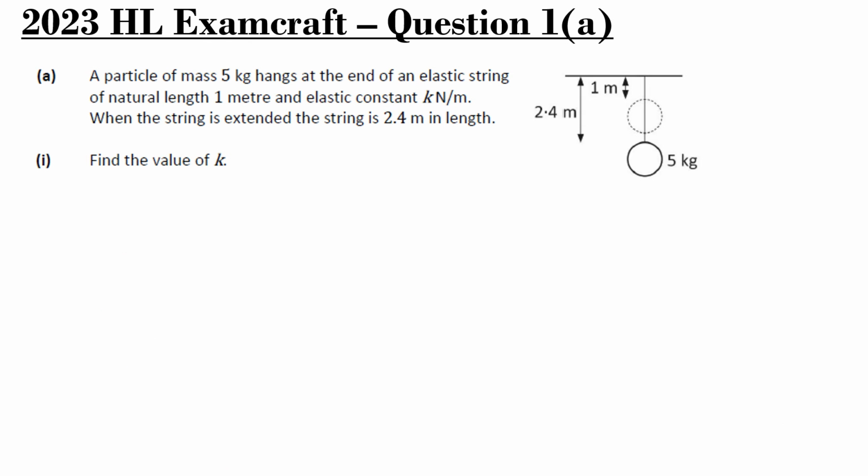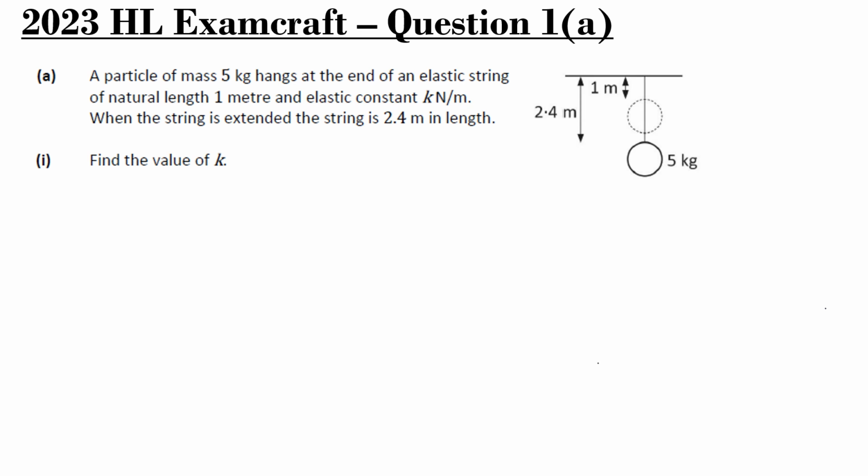This is question 1 part A from the 2023 Higher Level exam Craft paper. A particle of mass 5 kg hangs at the end of an elastic string of natural length 1 meter and elastic constant K newton per meter. When the string is extended, this string is 2.4 meters in length. Find the value of K.